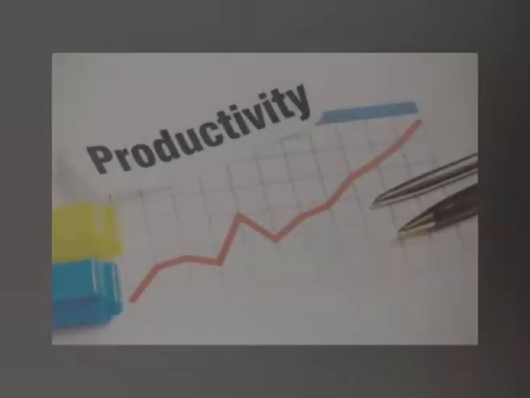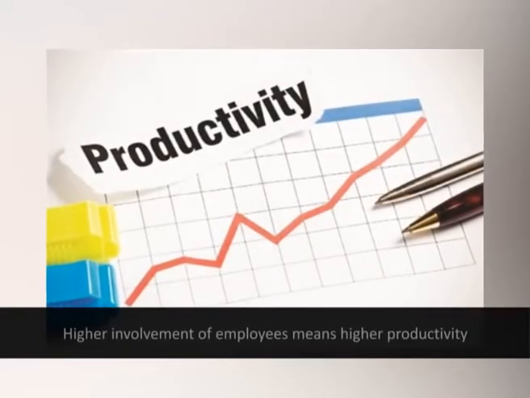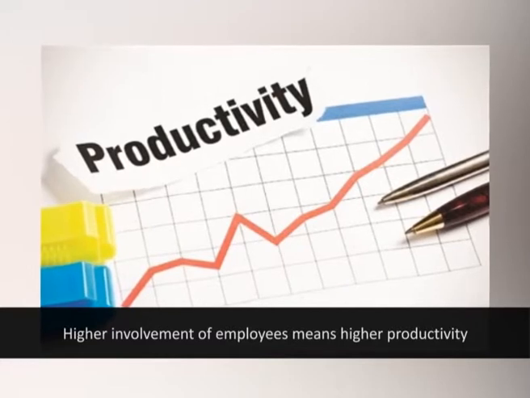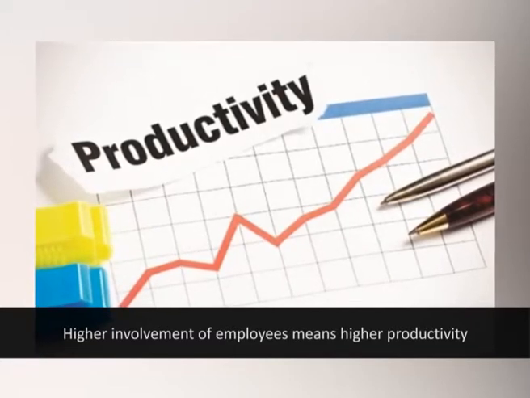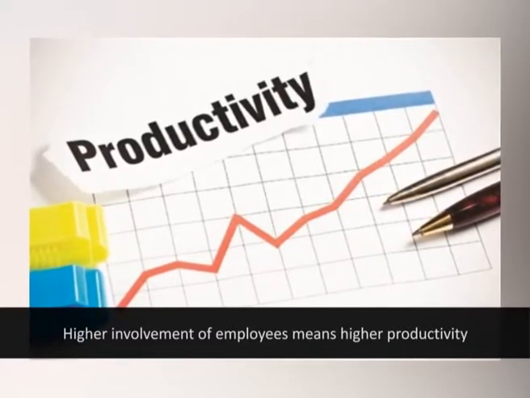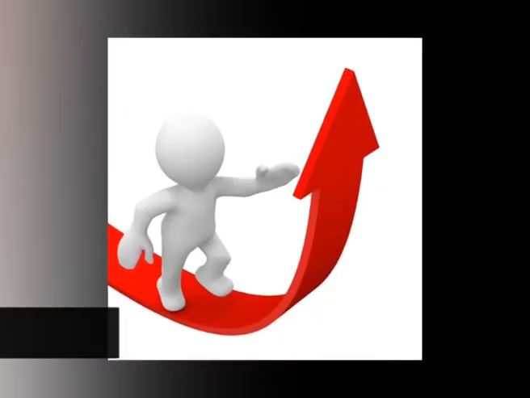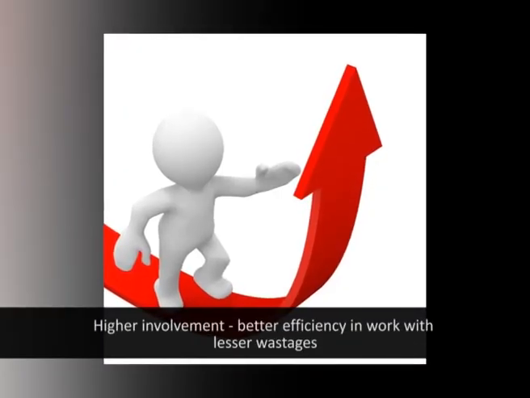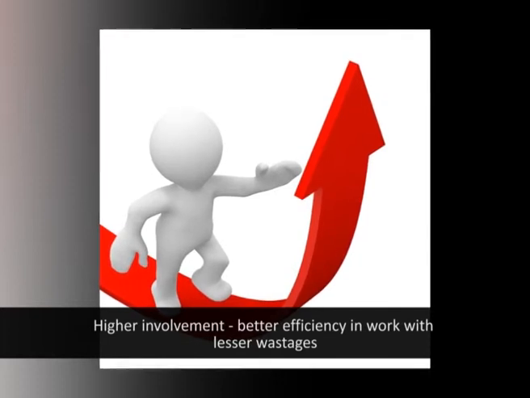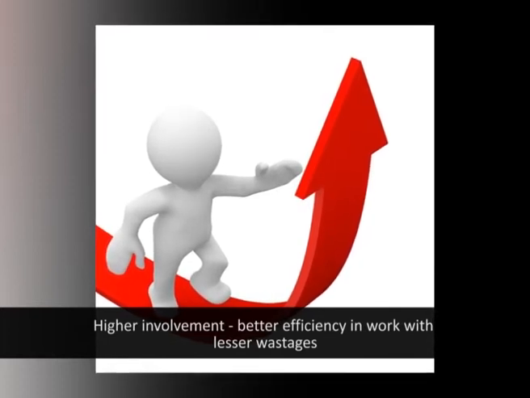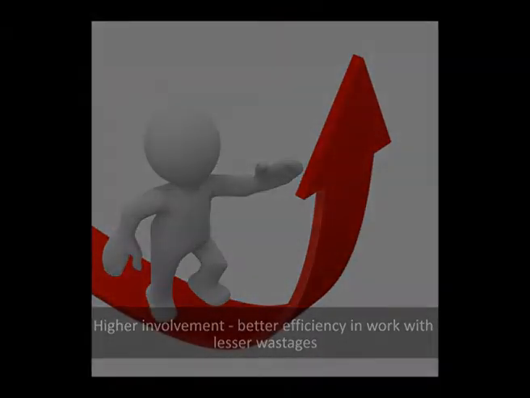When the employees of an organization have utmost involvement in work, the organization flourishes and comes out with flying colors, as it would be apparent. This is because higher involvement on the part of employees would mean higher productivity, be it in terms of quantity or quality. It would also imply better efficiency in work along with much lesser wastages and duplication of efforts.